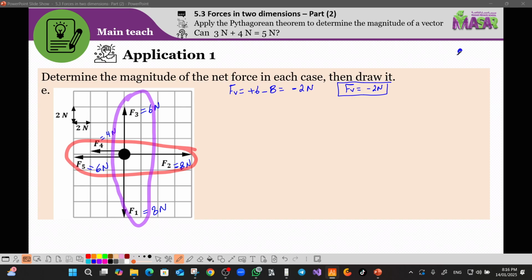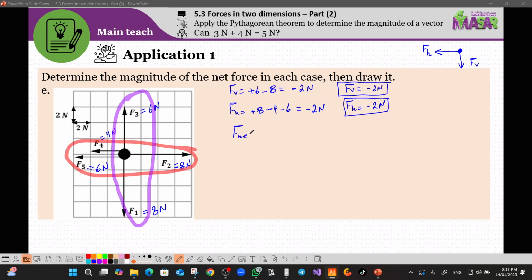Now let me make a small sketch for the FV, which represents all the net forces acting along the vertical. Now what about the FH? The forces acting along the horizontal. Now we have plus 8 to the right, so it must be plus. To the left, it's minus, so minus 4, minus 6. And the answer is minus 2 Newton. So FH is minus 2 Newton. Minus means the direction is opposite to the positive sense. The positive sense is to the right, so the opposite will be to the left.